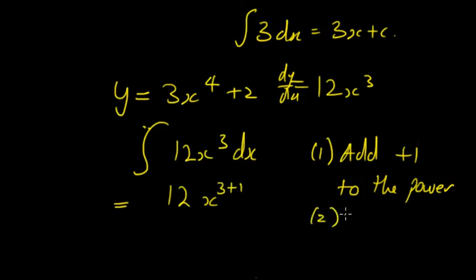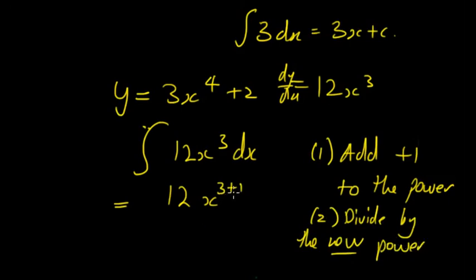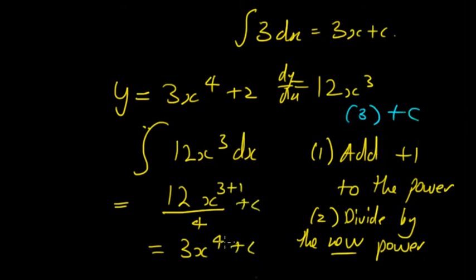The second step is to divide by the new power. So not the old power, but the new power. So that means we have 3 plus 1, so that's 4. So we're going to divide by 4. So what does 12x to the 4 divided by 4 equal? 3x to the 4. However, we always have to remember, the third step is the plus c. So at every step, we need this plus c, the constant. You can see that we have 3x to the 4 plus 2, and 2 is a constant. So from there, we got to here.